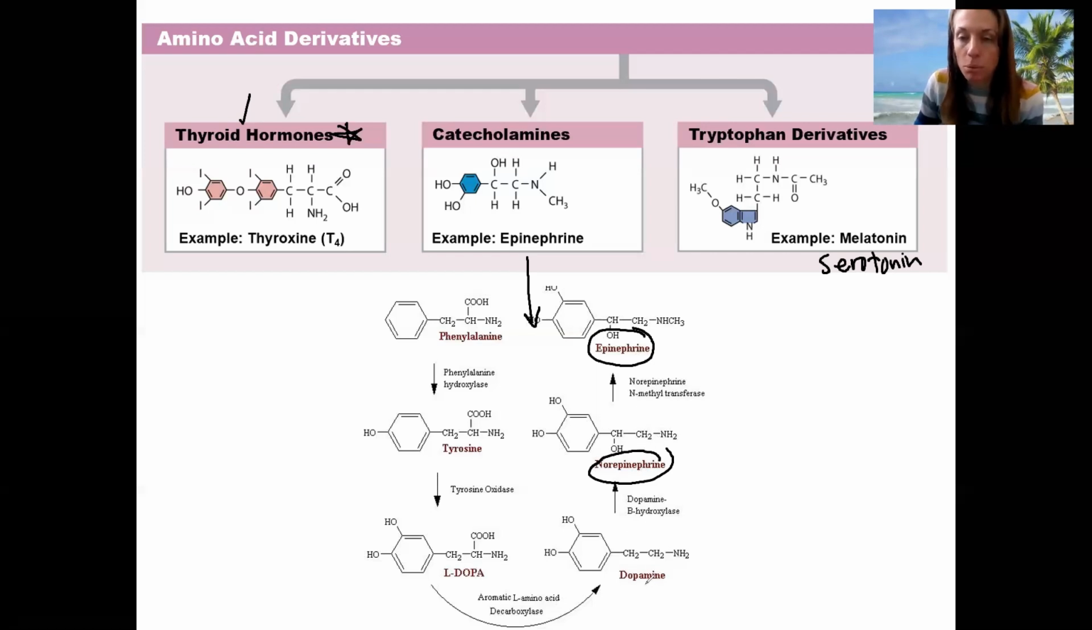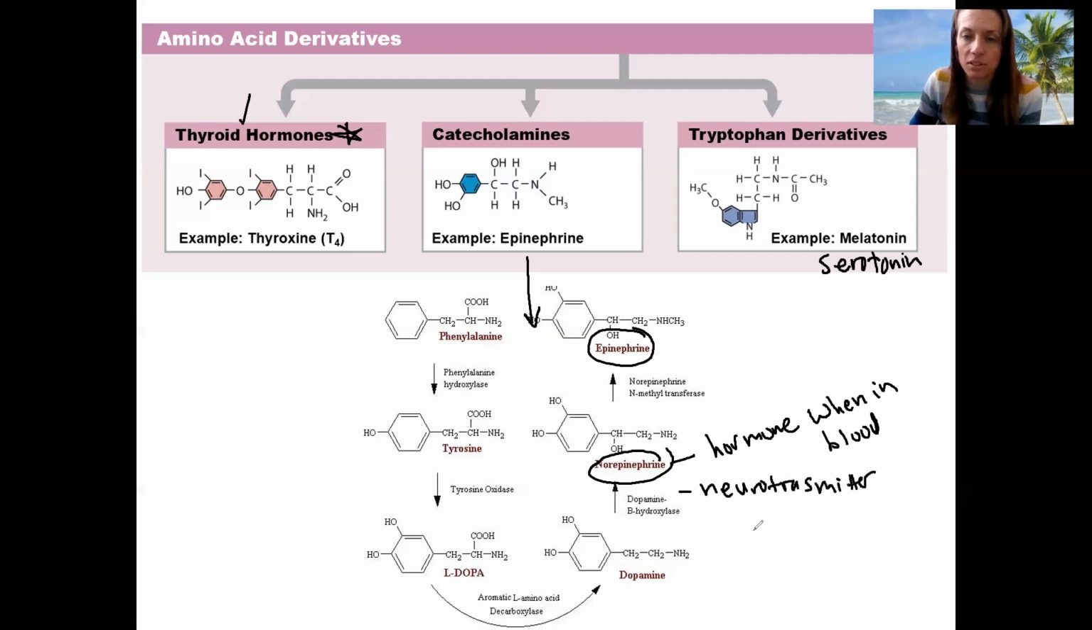You may have also heard of dopamine, which is a neurotransmitter. Wait a minute, why am I saying neurotransmitter and hormone? Remember, it can be the same molecules. So norepinephrine is a hormone when it's in the bloodstream, and it's a neurotransmitter when it's released into a synapse. Dopamine is primarily a neurotransmitter. Epinephrine is primarily a hormone.